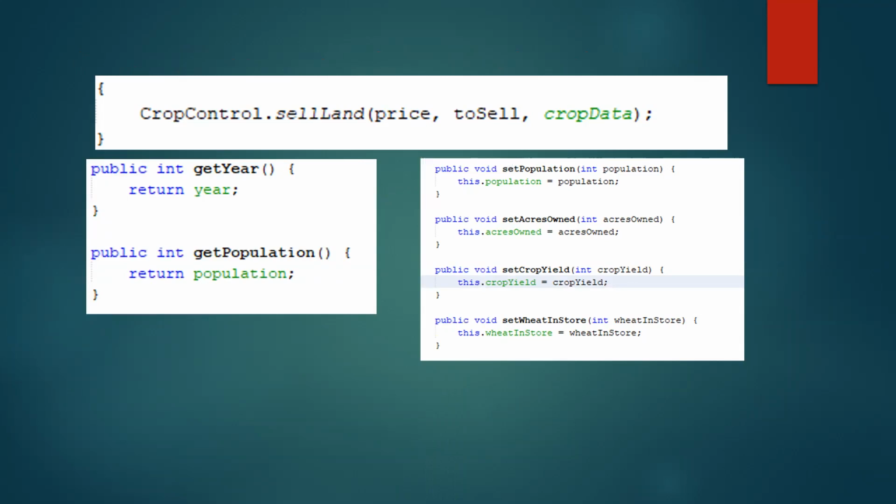When we get the year, it refers back to that instance variable that has been initialized in the beginning. Now, if we want to update that variable, we do it in a method such as set. Here we set the population, or we set acres owned, and that can change and update the variable.